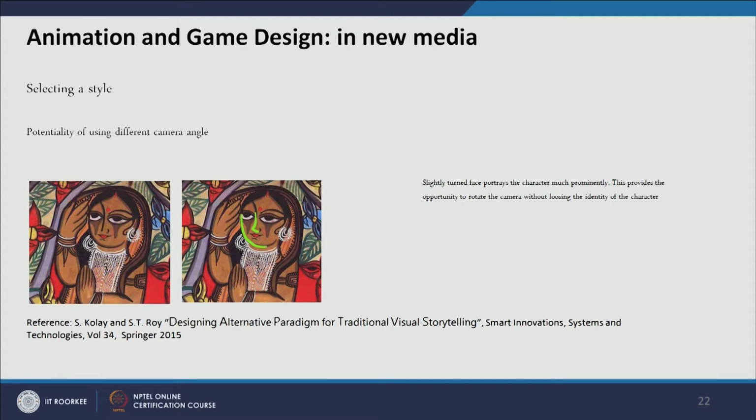So this feature also gives a provision for using different camera angles. And in Bengal Pattachitra, sometimes the face turns purely to the front, and sometimes it turns to the side. Different angles of portraying the face are used in Bengal Pattachitra. So there is a provision for using different camera angles while adopting this style into animation as well.